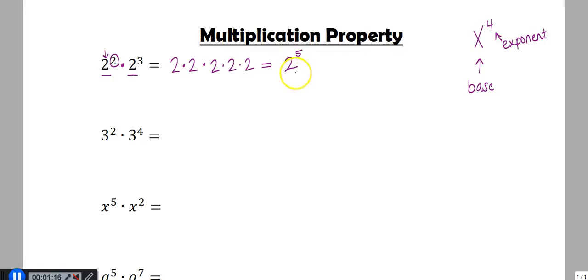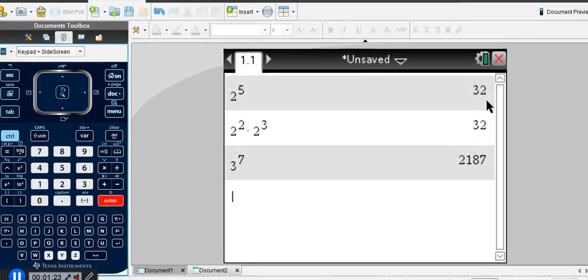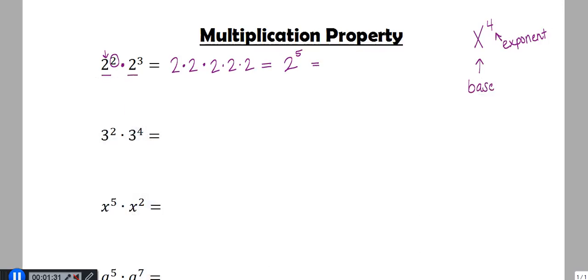Now, since our base is a number, we can simplify that even further. In our calculator, you can type in 2 raised to the 5th power, push enter, and you get 32. This would be your final answer in this case. We were able to simplify it further because our base was a number. Let's try the next one.